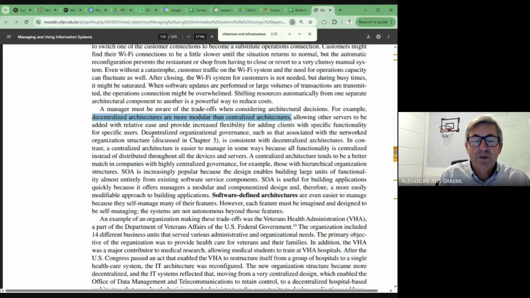And then here it talks about the obvious idea that a decentralized organizational governance is consistent with decentralized architectures, and at the same time, centralized architectures tend to be a better match in companies with highly centralized governance. So it's always important for those who are developing the architecture to understand the culture of an organization beforehand, to understand the business itself, because all of those things affect the way the infrastructure could help the organization.